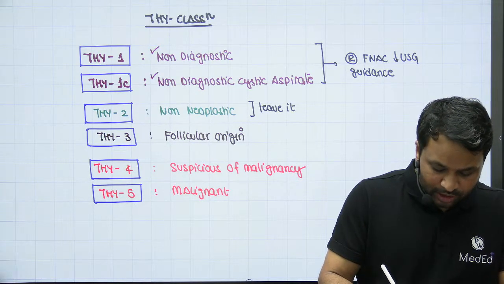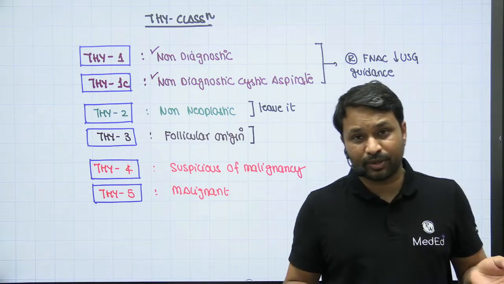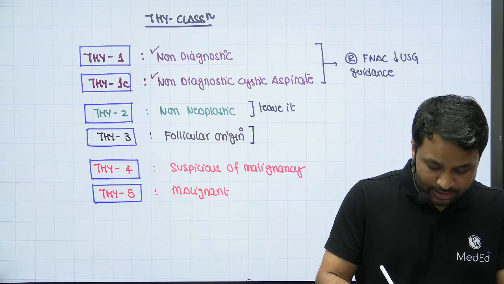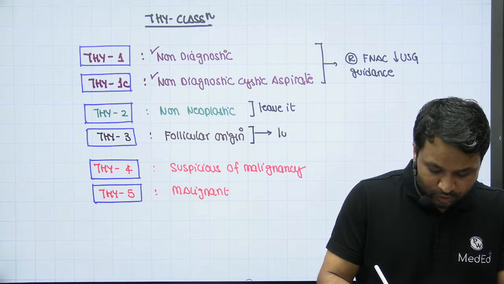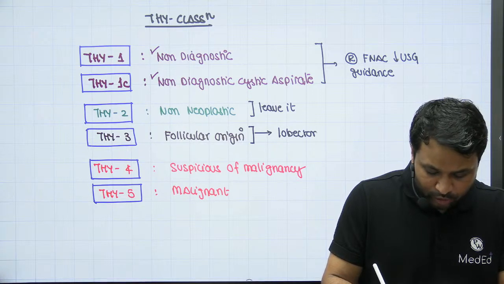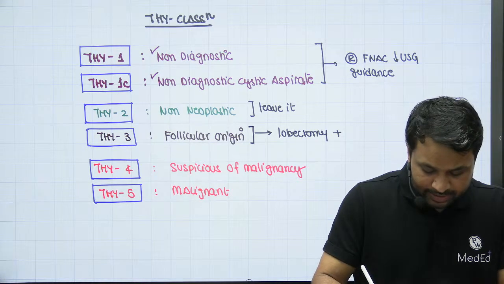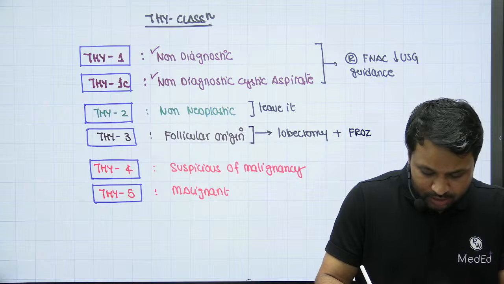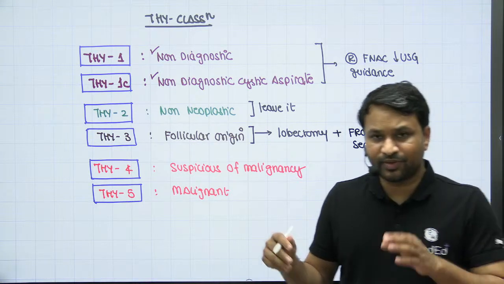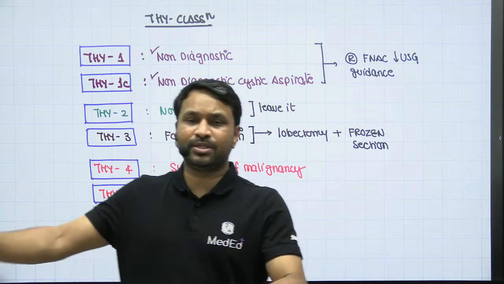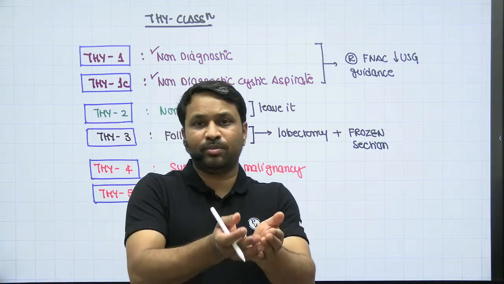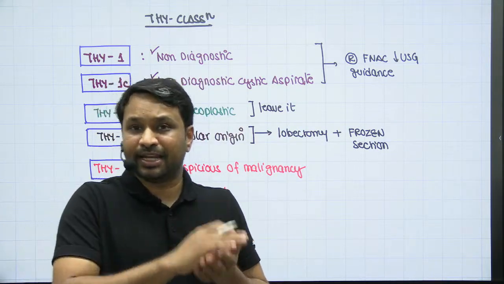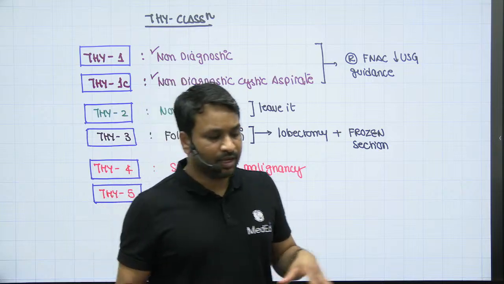If it is follicular origin, because I cannot differentiate between the follicular adenoma and follicular carcinoma, I'll take the patient for lobectomy, that is to remove the lobe as a surgery, and then do a frozen section. Now, frozen section is a section that is done in the OT, within the complex. You'll ask the pathologist to be ready with his microscope. You will send the section immediately. He will make the slides and give you a report then and there itself. So this is called frozen section.